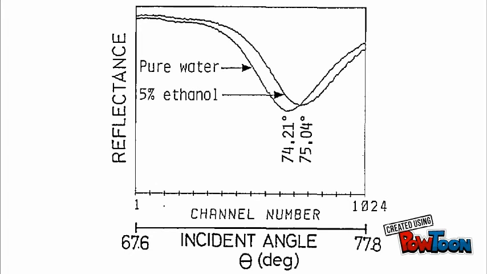For example, here are the reflectance curves of water and 5% ethanol in water solution. The accuracy of this setup comes out to be very high, and this is how SPR sensors work. Surface plasmon sensors have found a variety of uses in industry and medicine.